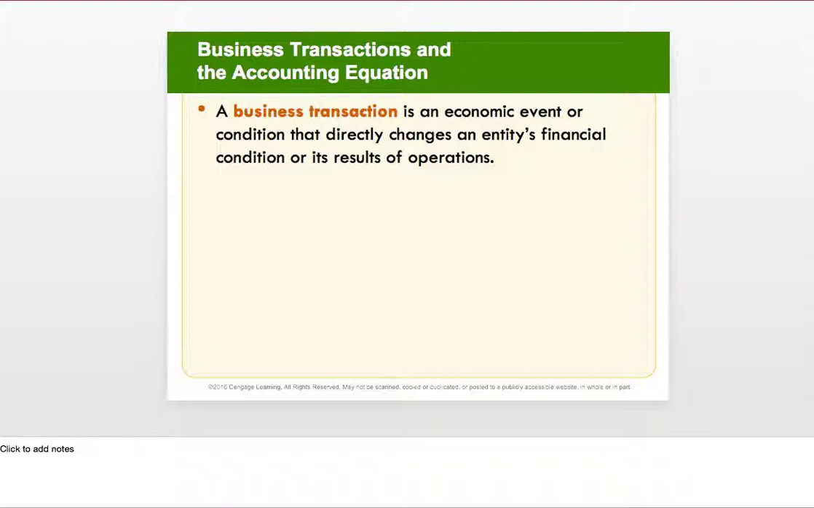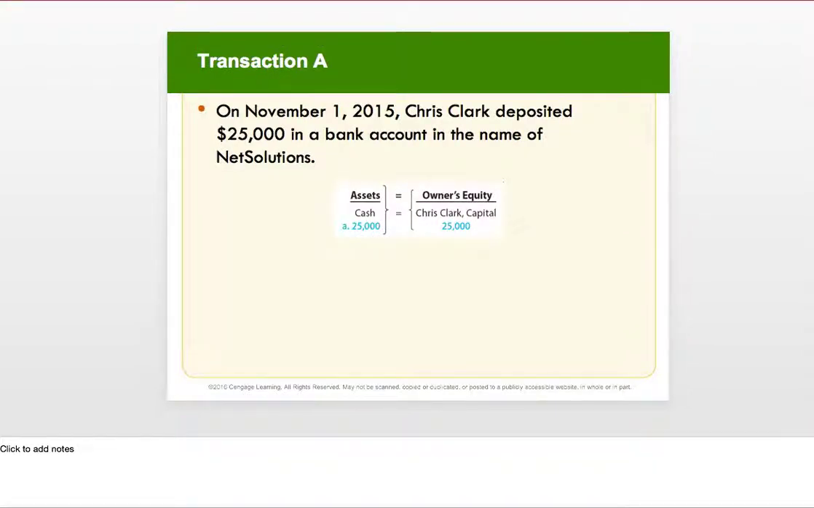So every transaction is going to affect your business in a different way, and you have to figure out both sides of that transaction. So we'll start here with transaction A, and on page 10, the book tells us that Chris Clark is going to start a brand new business called Net Solutions, and we're going to fix computers. He's going to work on people's computers, and they're going to pay him money. And eventually he wants to open a store, but at first it's going to be a service business.